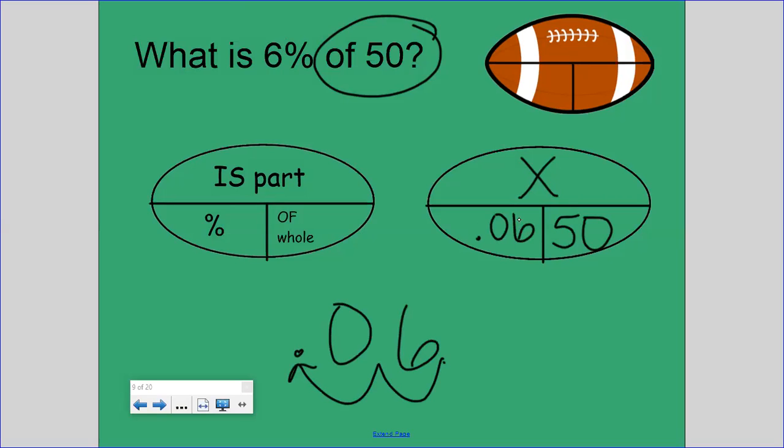Now here we are again. We've got two numbers that are next to each other, and in math and in our football, we will multiply those. So 0.06 times 50 gives us 3. So if this was money, $3 is 6% of $50.